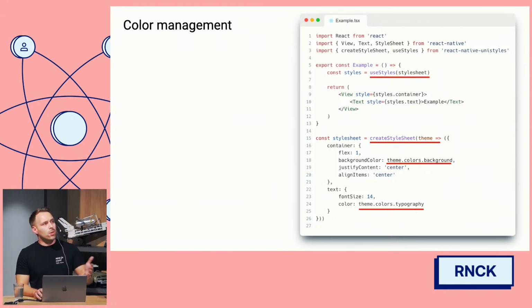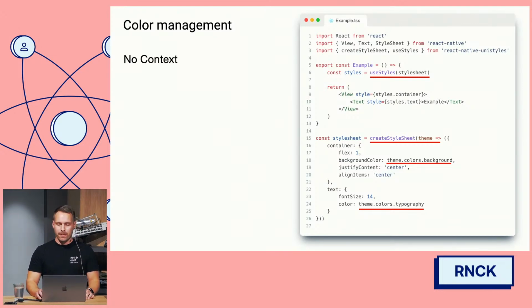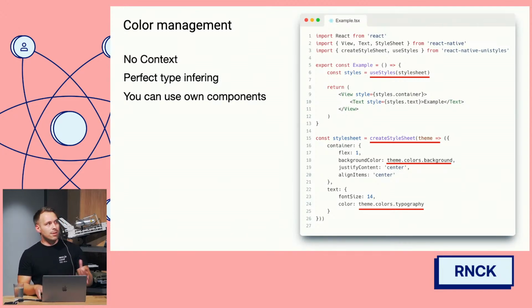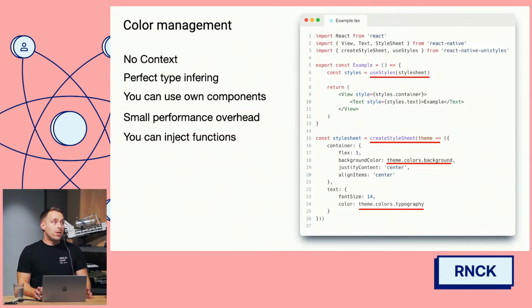And of course, finally, you need to add the hook. It glues everything together, yeah? There is no context. I didn't add any provider. There is perfect type inferring. There was no issue about TypeScript whatsoever in version 2.0. You can use your own components, and that was the most important part for me. There is no Unistyles view, Unistyles text, and so on. You are using React Native components. There is only small performance overhead. You can inject functions. I will show it later. And there is auto-memoization. You don't need to worry about it.